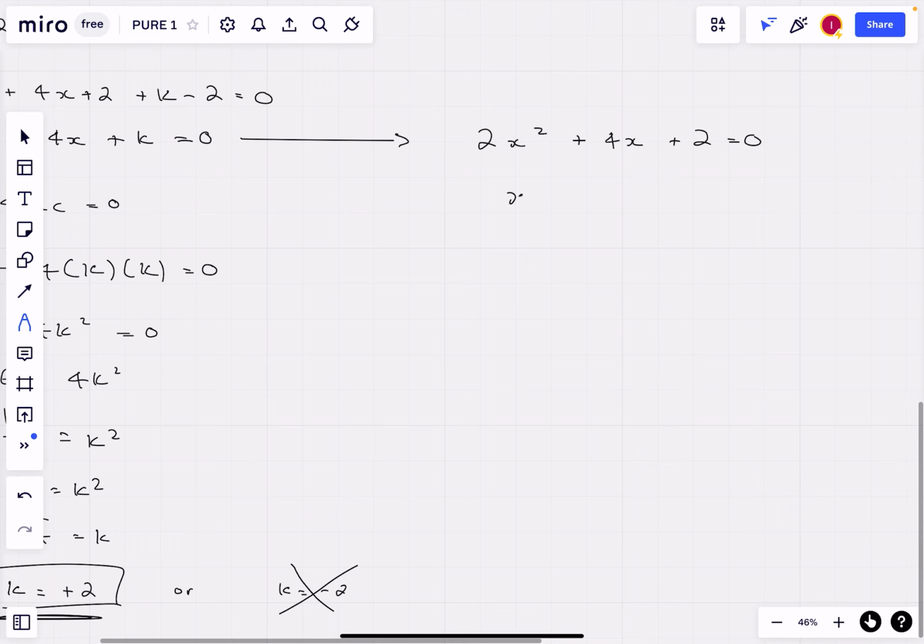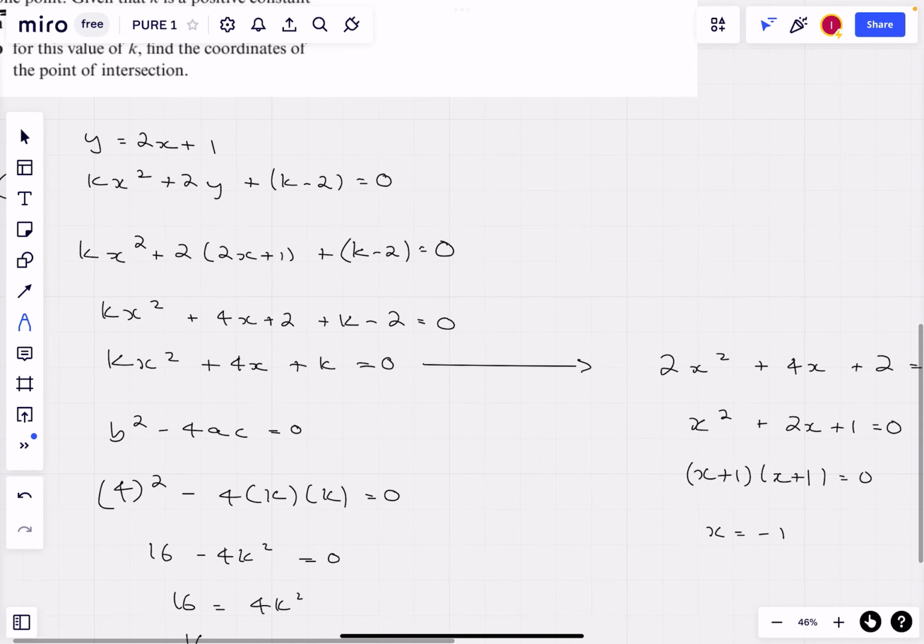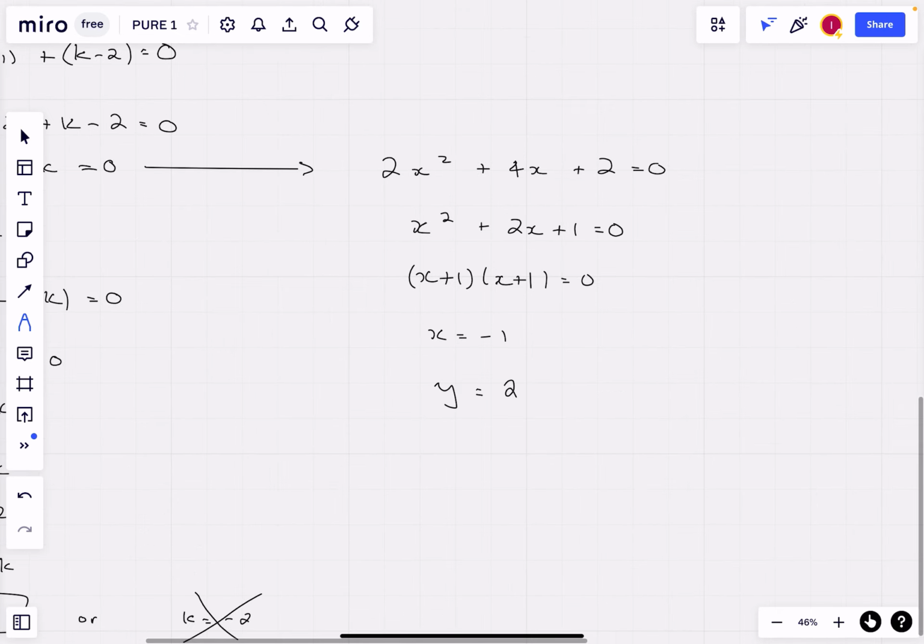Divide everything by 2. X squared plus 2x plus 1 equals 0. So x plus 1 squared equals 0, which means x equals minus 1 is your only solution. When x equals minus 1, you can sub that into equation 1. Y equals 2 times minus 1 plus 1, so y equals minus 1. So your final coordinate is minus 1, minus 1.